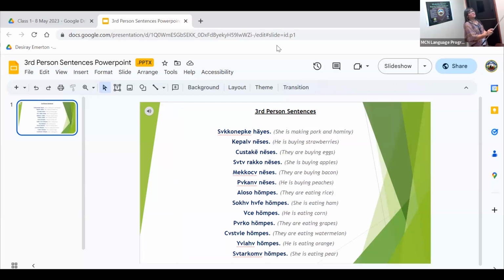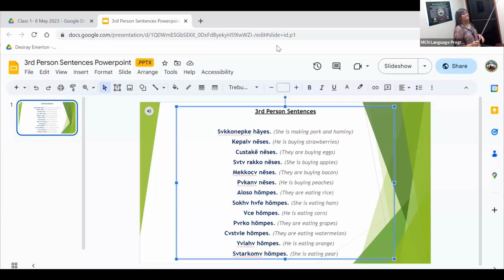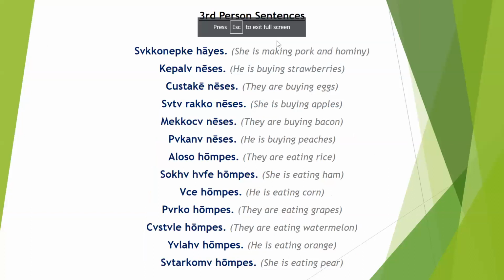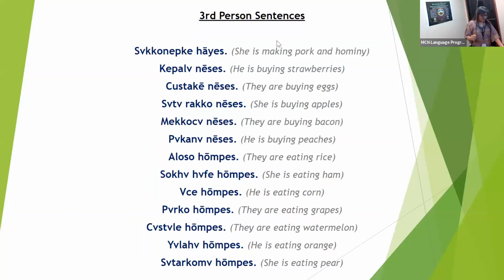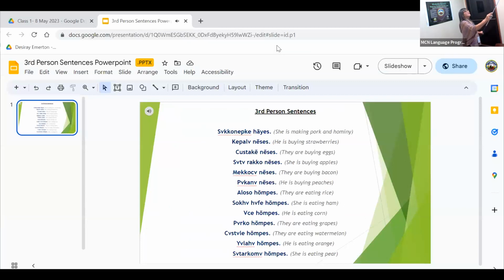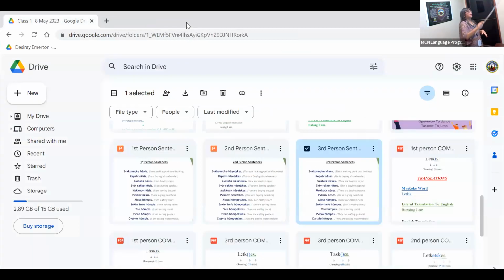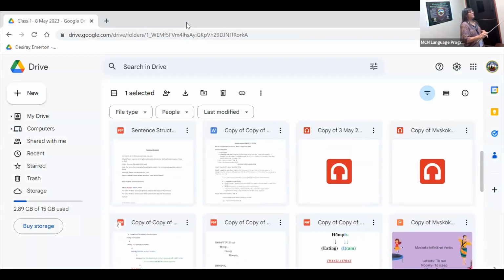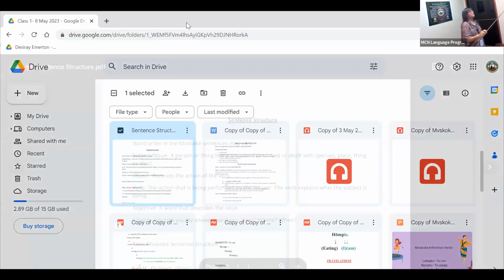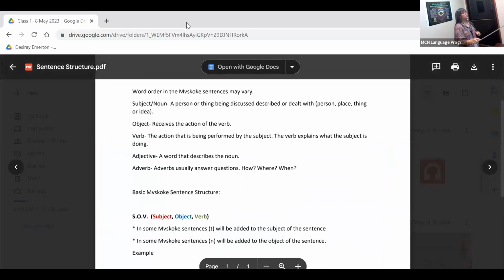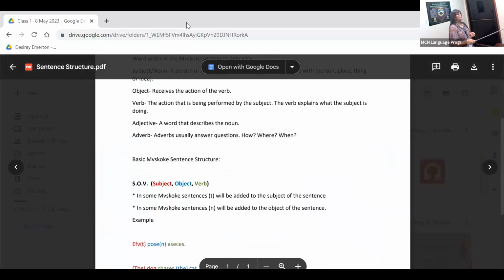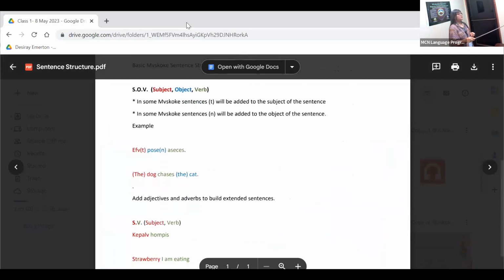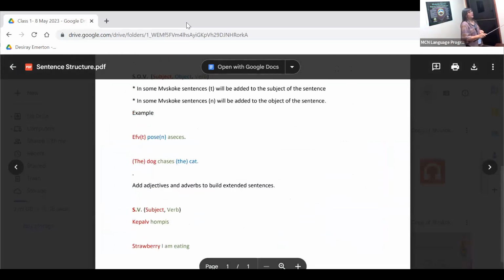Let me see if this one is working for some reason. All right, that's not working today either. All right, so that's your first, second, and third sentences. And you can see that right here in our sentence structure, it's the very, very simple sentence. We're doing the subject verb, like right here.